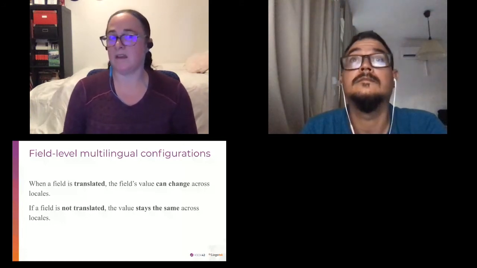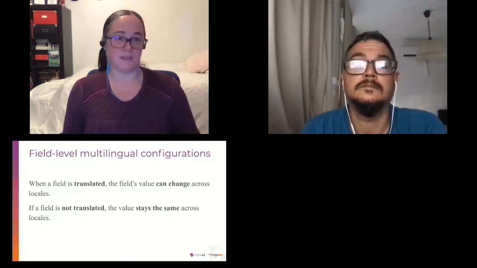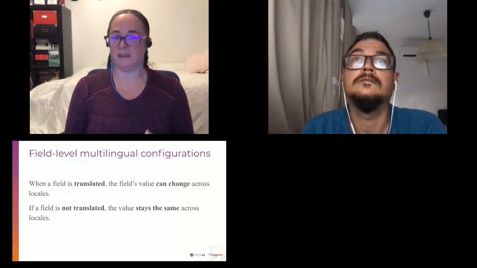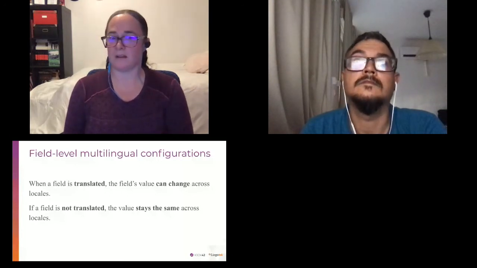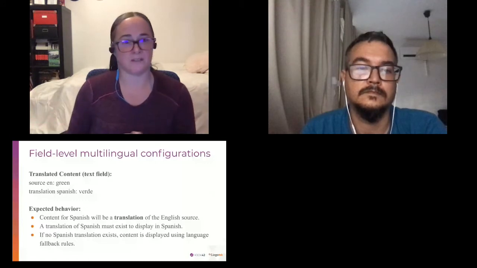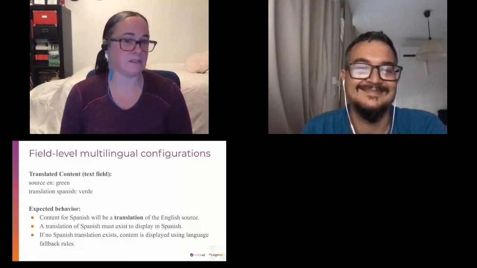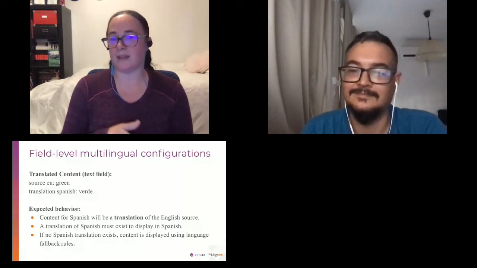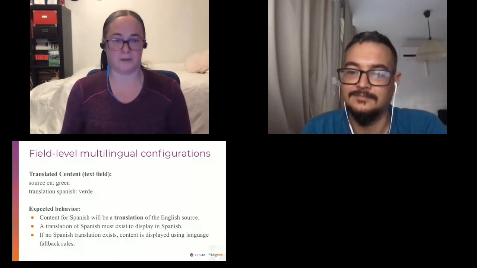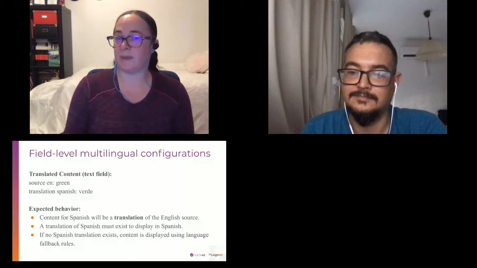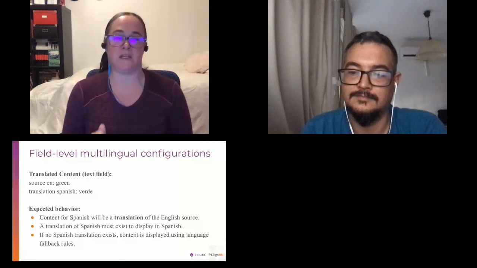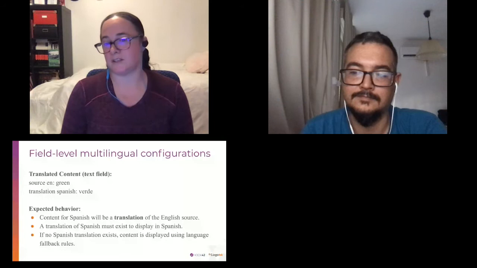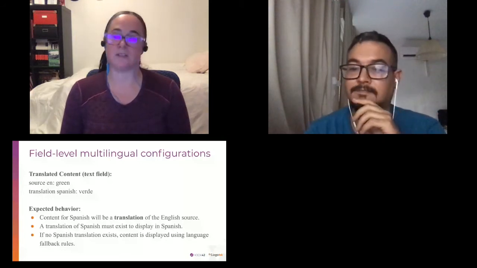So simply, the translated content of a text field, if the source is green, the translation to Spanish is verde. And I can't pronounce Spanish very well. I probably might say it like French. The expected behavior is the content for Spanish will be a translation of the English source. A translation of Spanish must exist to display in Spanish. And if no Spanish translation exists, the content is displayed using language fallback rules.